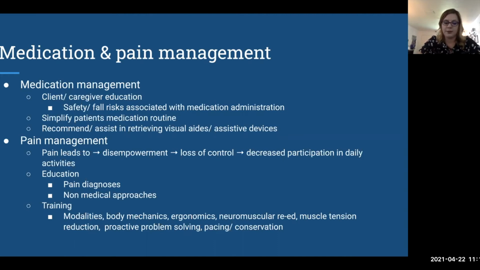We address a patient's body mechanics or the ergonomic setup. We can provide neuromuscular re-education and muscular tension reduction. And we are assisting them with proactive problem solving, pacing, and energy conservation techniques.